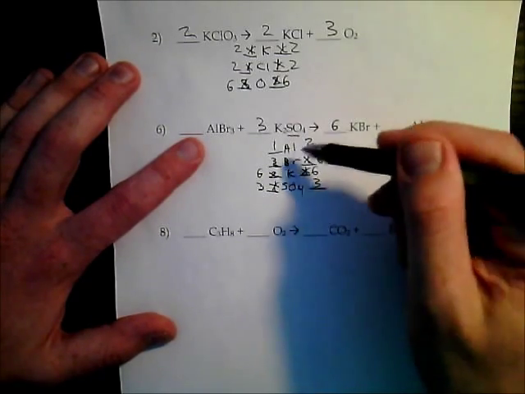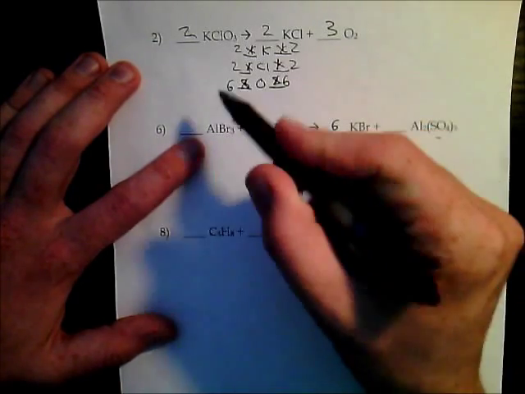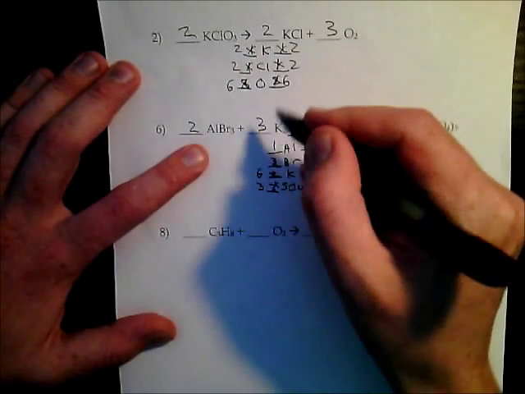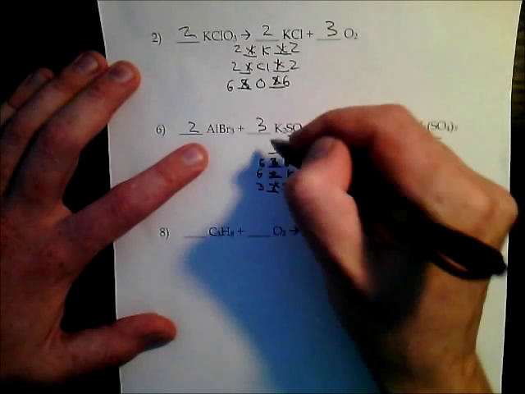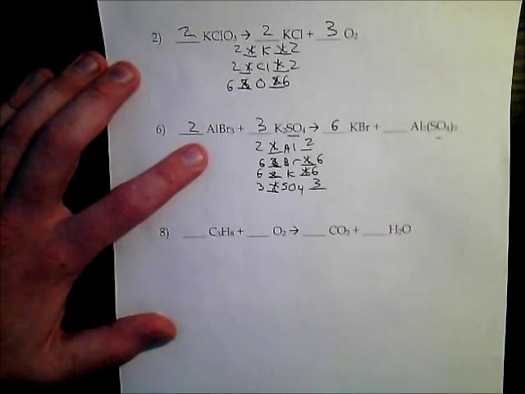Now fix the bromines. Bromines are out of balance. 6 on this side, 3 on this side. Put a 2 there. That makes 6. And lo and behold, that also fixes my aluminum. And there we go. Everything is in balance. And we can move on to the next one.